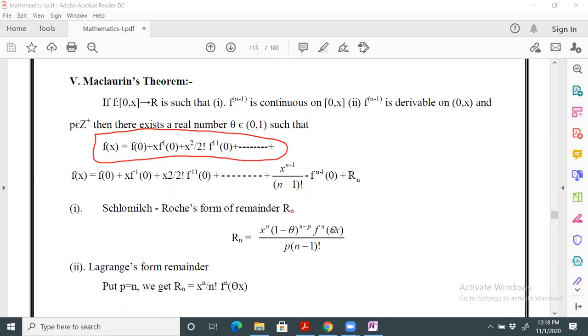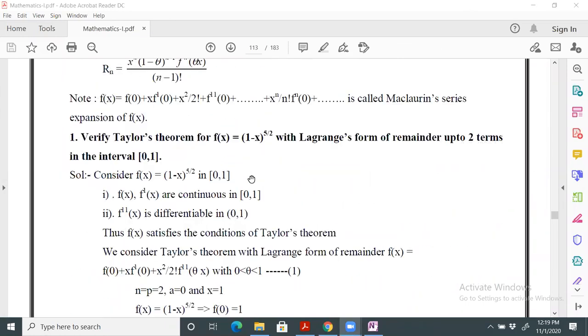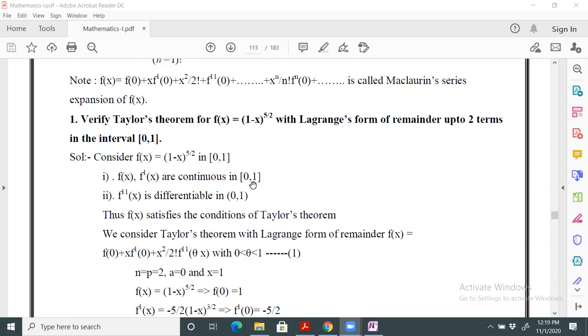That is the Maclaurin series expansion of the function f of x. You can also call it Taylor's mean value theorem statement, or the Taylor series expansion of f of x at x equals 0. Okay, so this is a very important formula.